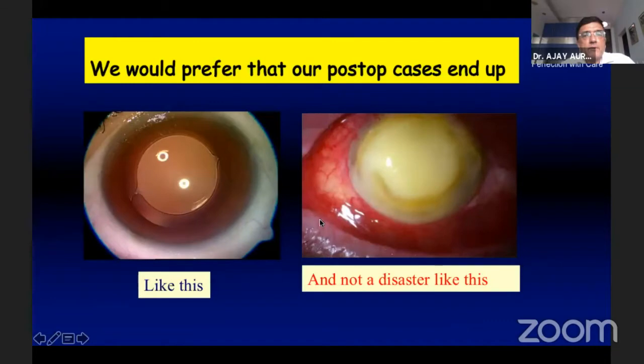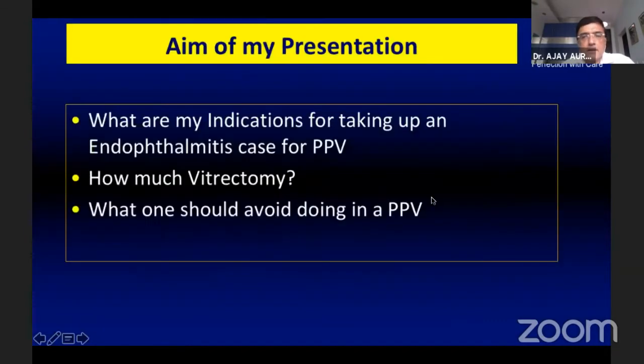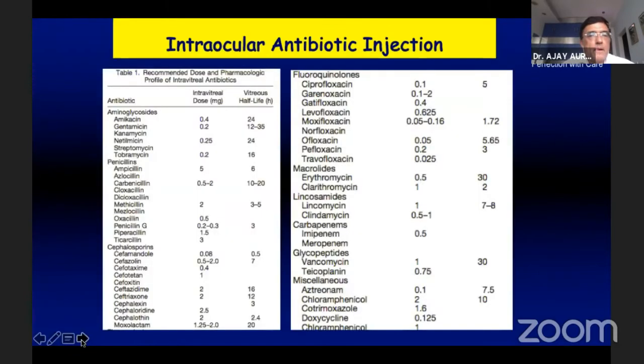So we would prefer that our post-op cases look like this and not a disaster like that. And what are my indications for taking up an endophthalmitis case for partial vitrectomy? How much vitrectomy do I do? What should one be doing in the partial vitrectomy? I think this has all been covered.